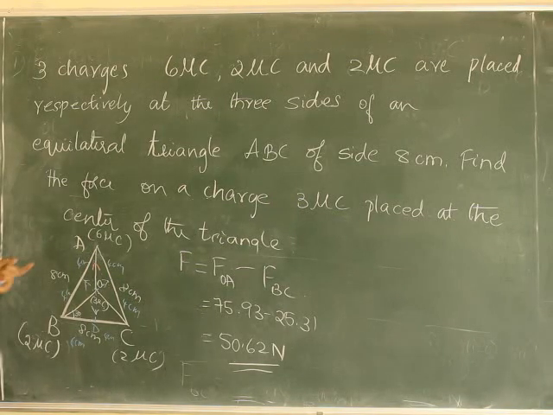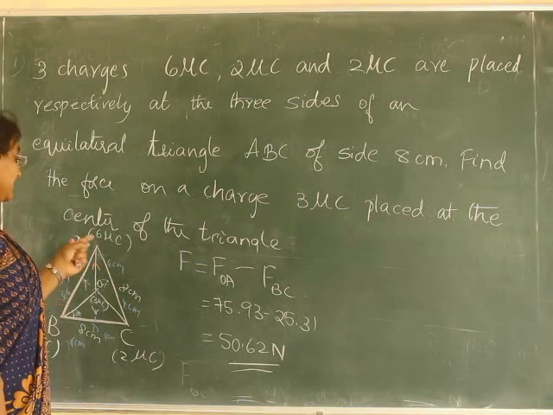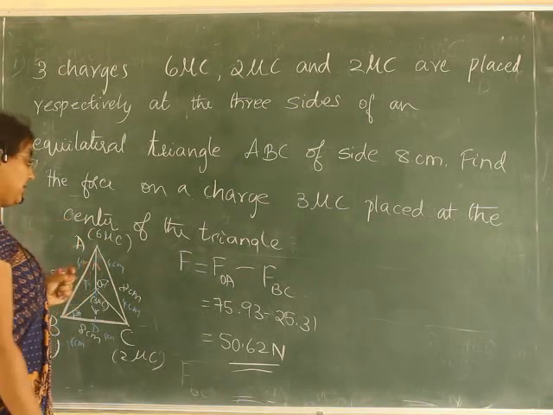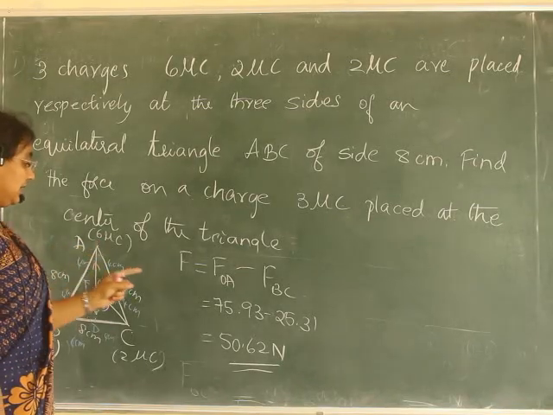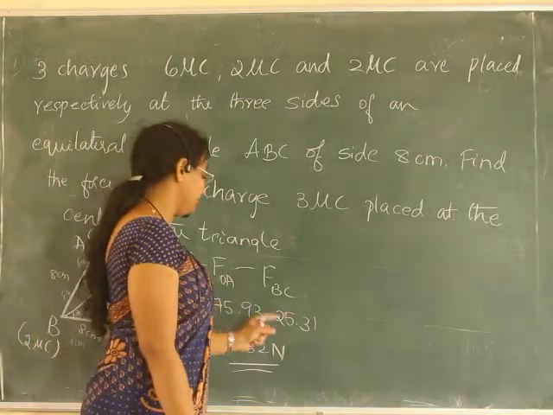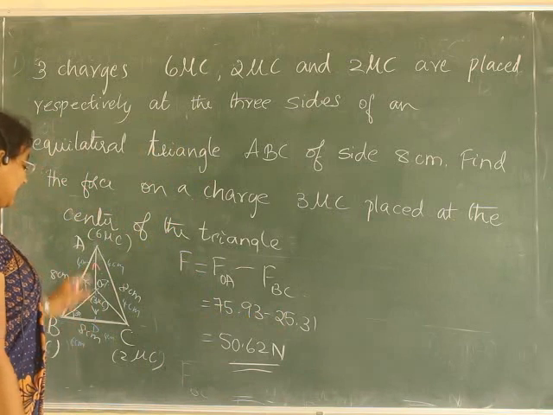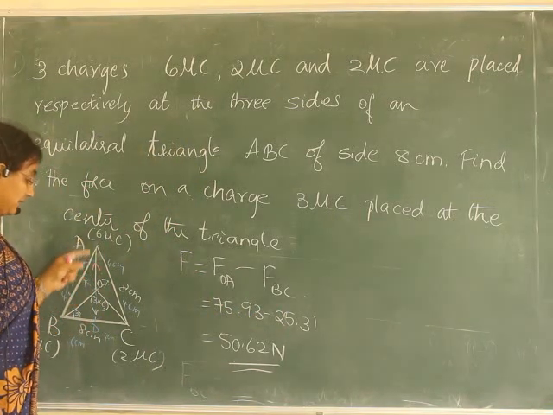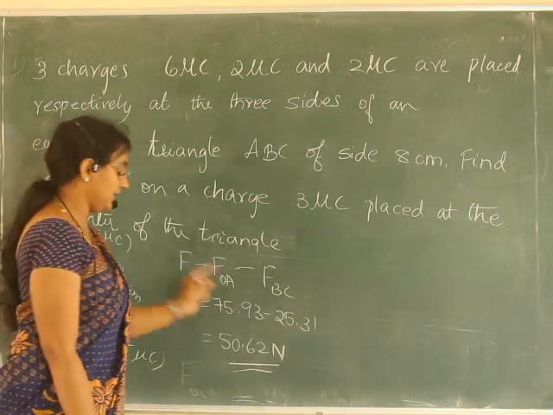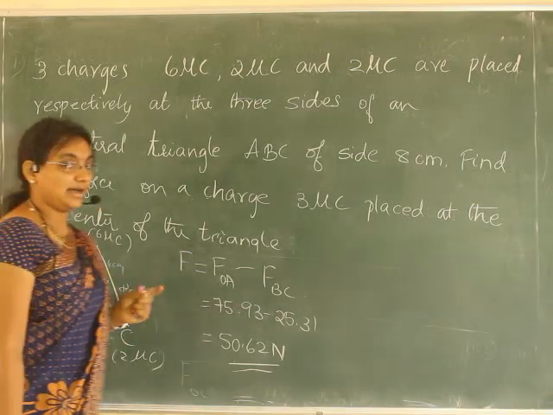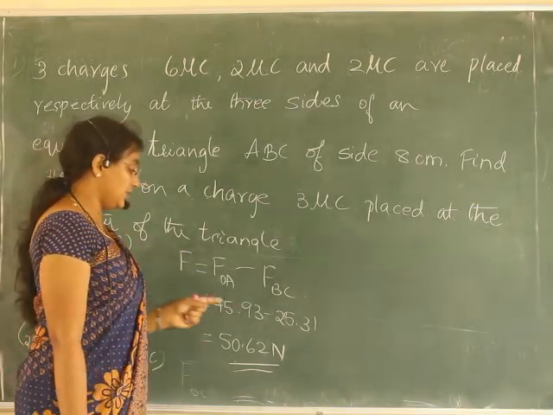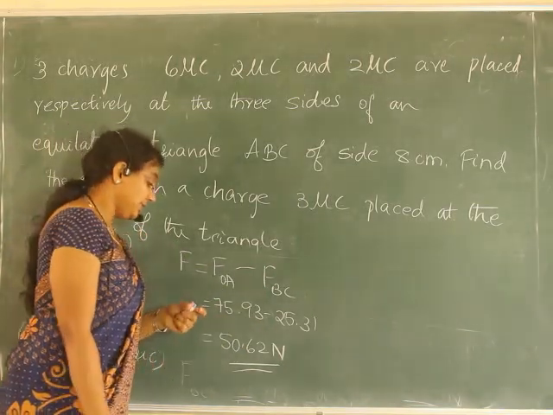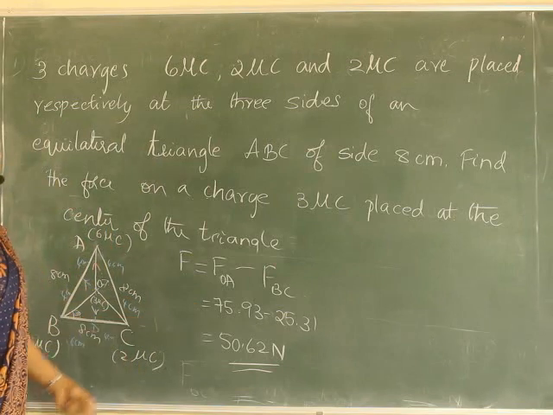Suppose instead of this plus 6 microcoulomb, there was a minus 6 microcoulomb, then instead of subtracting you should add, because they are unlike charges. Sorry, now it is like charge, therefore subtracted. If it is unlike charge, it should be added, because minus of minus will become plus. Understood? So this is the result.